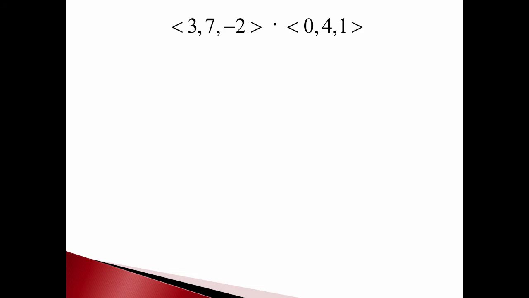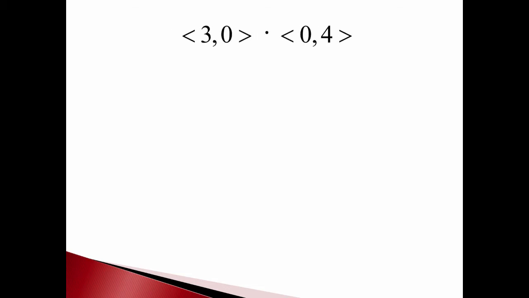Here's an example. So we have 3, 7, negative 2, and we're going to dot that, so the little dot there is the way we denote this kind of multiplication, with the vector 0, 4, 1. So I'd take the 3 times the 0, the 7 times the 4, the negative 2 times the 1, and add all that up. So you get 0, 28, and negative 2, which altogether turns out to be 26. And that's it. Super easy way to do the multiplication. It's much quicker than the other way we're going to have to multiply vectors together.